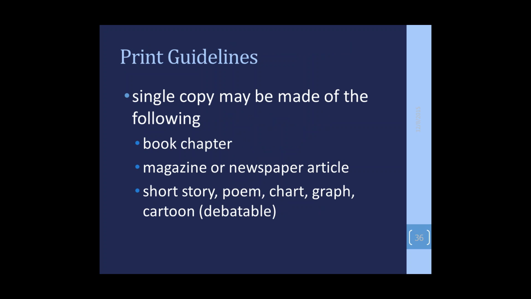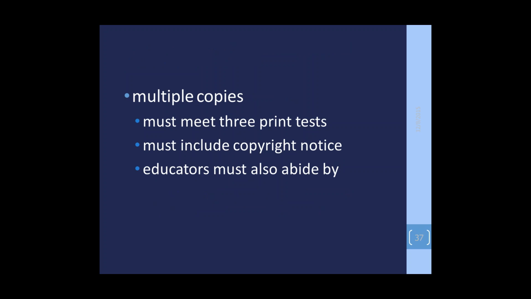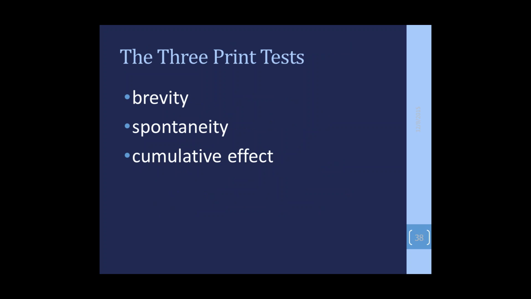We talked earlier about the library exemption, and there were several print guidelines going along with that. The print guidelines are almost the same as what we talked about before, that you can make single copies of the following, like a book chapter, a magazine article. And if you make more than one copy, you need to put the copyright notice on, and so on. However, the three print tests that are needed to follow here are all guidelines again. So brevity: copy the smallest amount necessary.